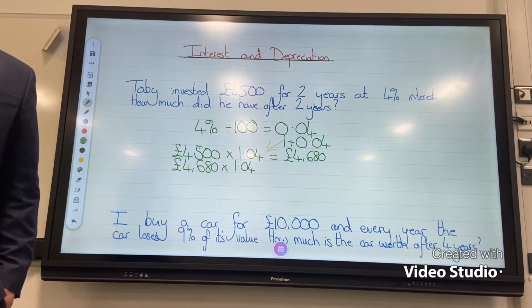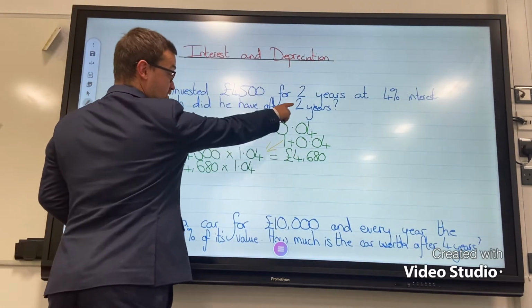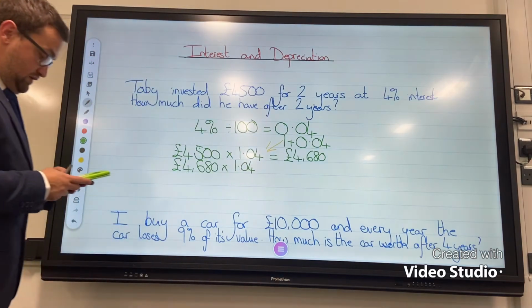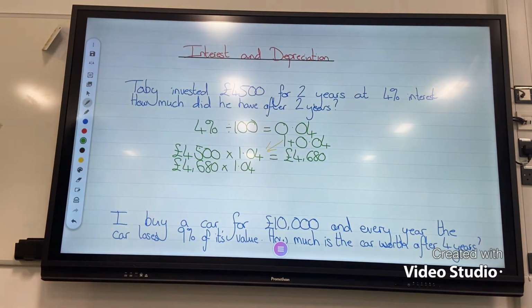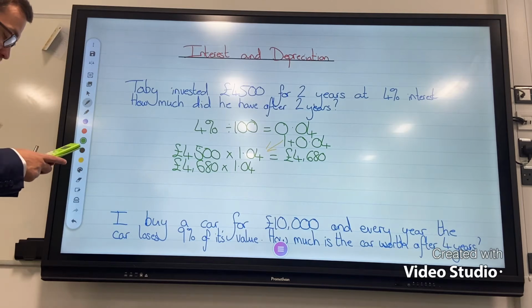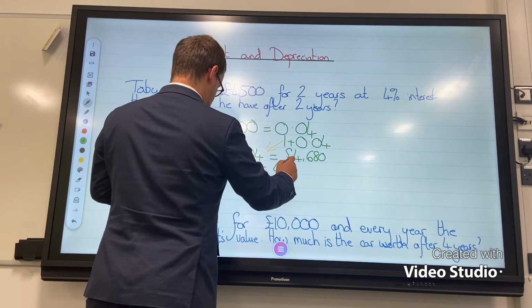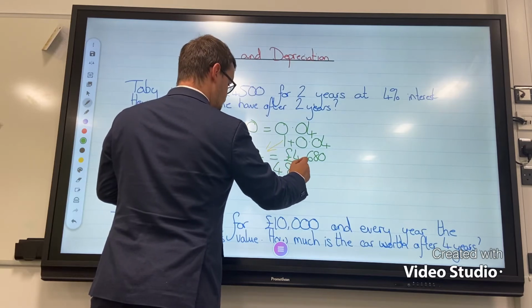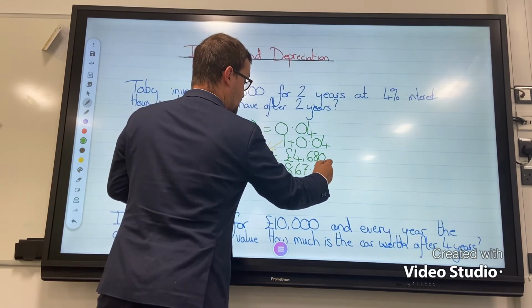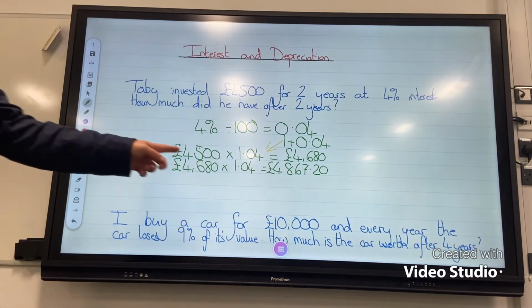We've taken our end of first year value. That's how much we've got after 1 year, because we wanted 2 years, we're going to have to do it again. So we're going to do 4,680 times 1.04, and we get the answer of £4,867.20. Don't forget, money has 2 decimal places. So that's one method of doing it.